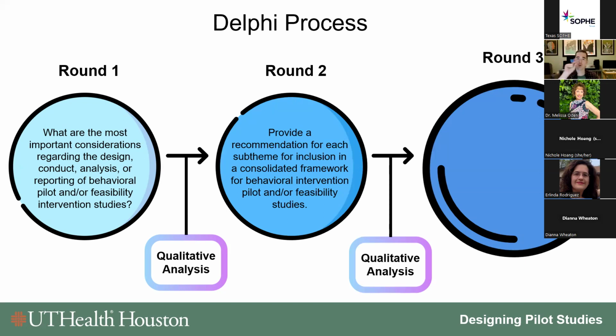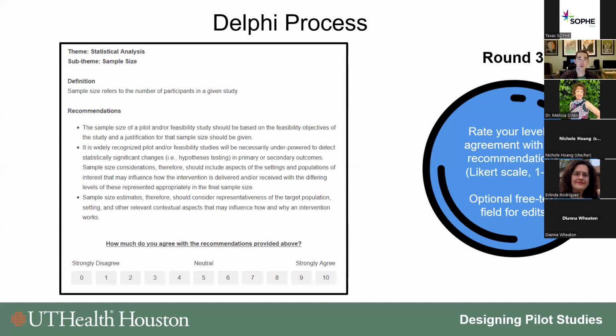So we gave them the theme, we gave them a sub-theme, we gave them a basic definition, and we said, okay, if you were writing a consolidated framework for behavioral pilot studies, how would you write that recommendation? What would your wording be, and what would you recommend? And then again, we did a qualitative analysis based on what they wrote for each of those themes. Then our job as the study team was to take all of their responses, put them together into something that made sense, and again, feed that back to them in round 3.